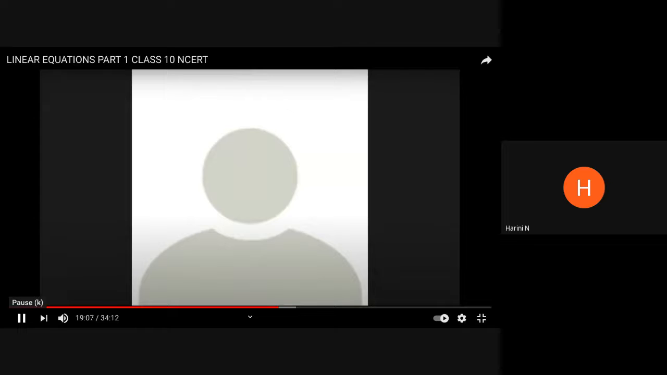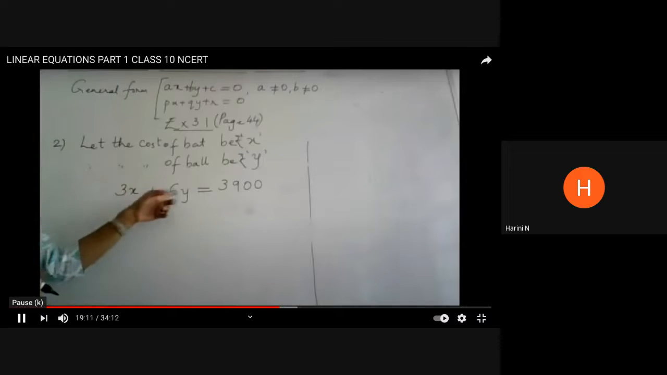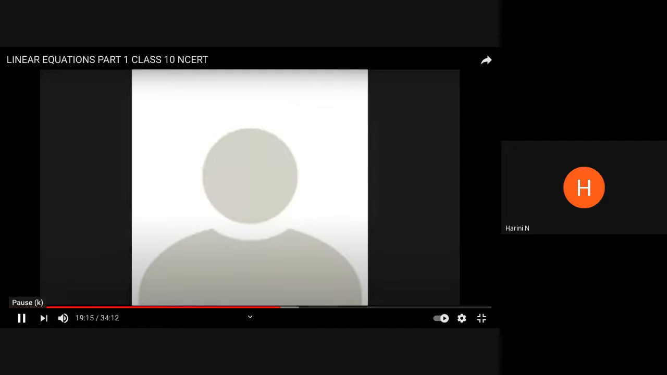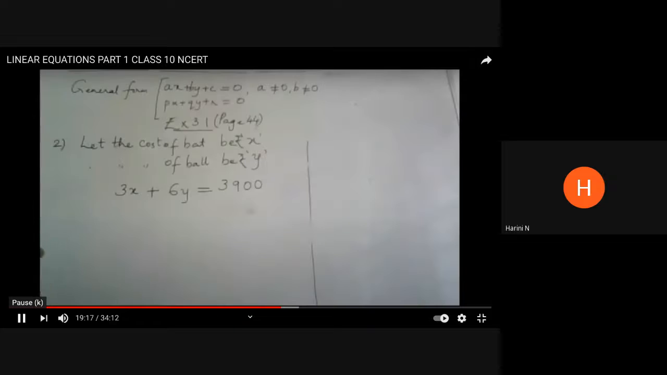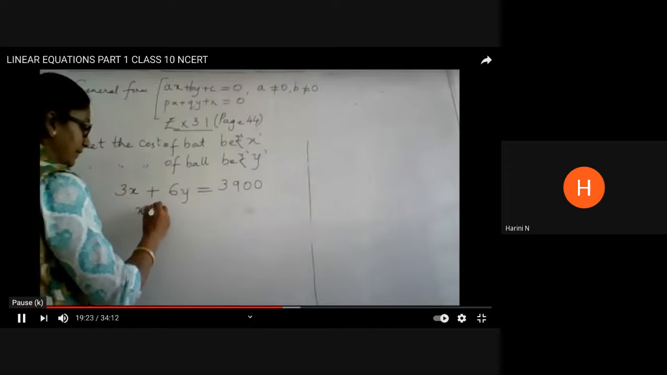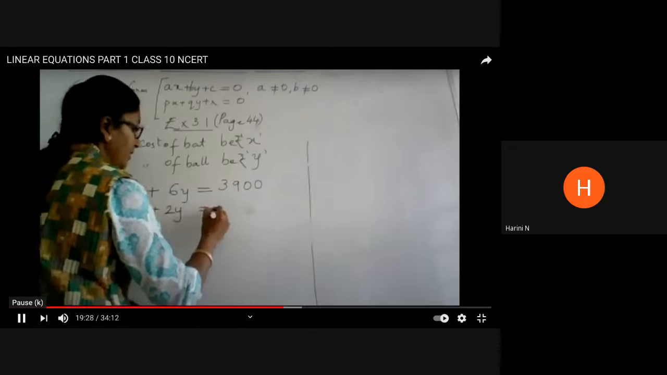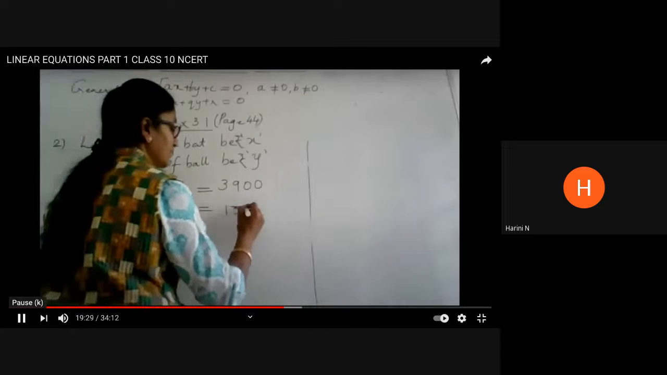There is a common factor between all the 3 terms. Can you see, all the 3 are factors of 3. So I divide the equation completely by 3 so that it simplifies further. When I divide this, 3x divided by 3 will become x, 6y divided by 3 will give you 2y, and this will become 1,300.